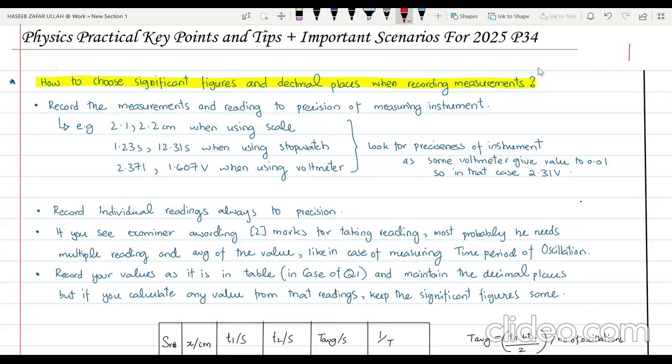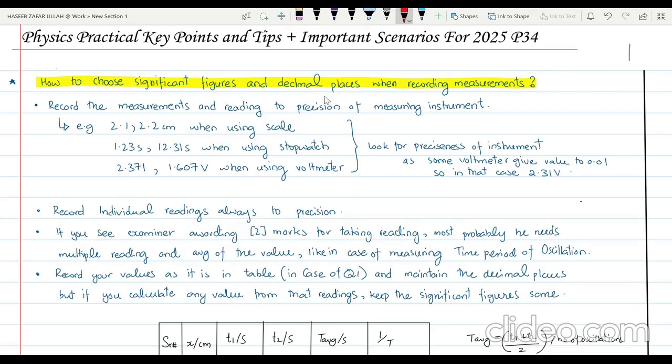This is a revision guide to the physics practical that is going to be conducted on 22 May 2025. This guide contains some key points and tips, plus the important scenarios that you need to keep an eye on during the practical. It contains how you have to maintain the significant figures, the possible limitations and improvements that you can add in question number 2 of the practical, and also how to write your answer so that you get full marks in it.